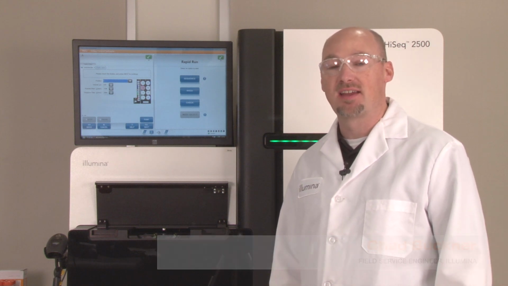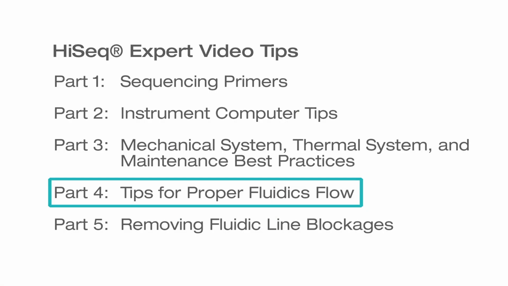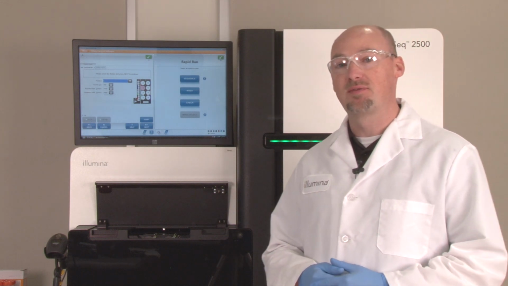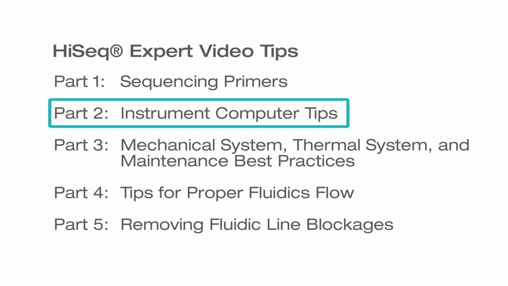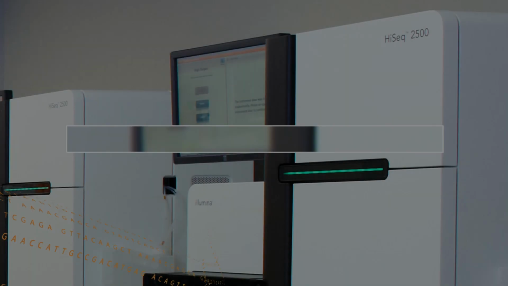In this video, we will continue providing tips for the HiSeq Fluidic system, something we began in part 4 of this series. Also, if you've not already done so, be sure to check out parts 1, 2, and 3 of this video series. Part 1 provided tips related to sequencing primers. Part 2 discussed tips for the instrument computer. Part 3 covered best practices for the thermal system, mechanical system, and instrument maintenance.